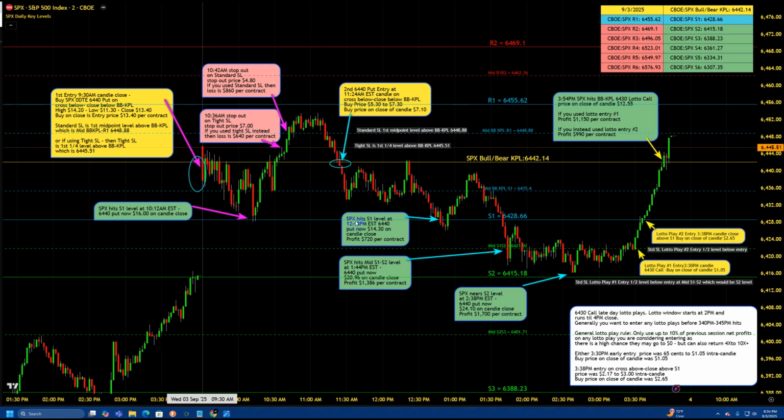Keep in mind that at any of these level hits, as we mentioned earlier, when it hits the S1 level, you can consider moving your stop down to the next level, which would have been the bull bear key price level, and in this case it did not hit that. So if you moved it down, those were never in jeopardy.